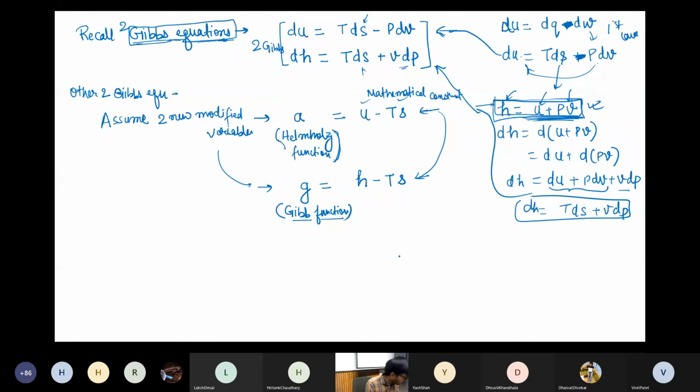Now what we do is differentiate. Let's take A, and dA is equal to dU minus d(TS). We can write this as dU minus TdS minus SdT, right? We can do it both ways. Do you guys have a problem with doing this?